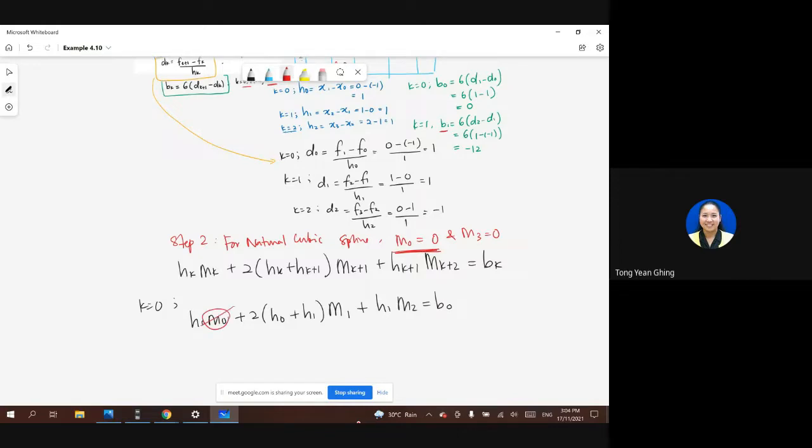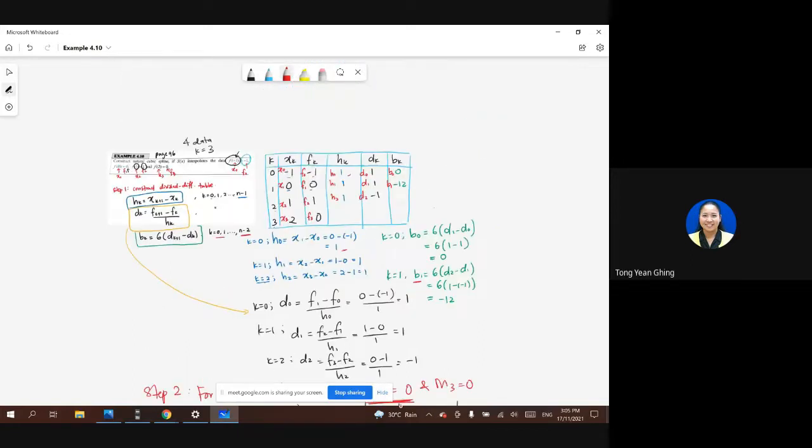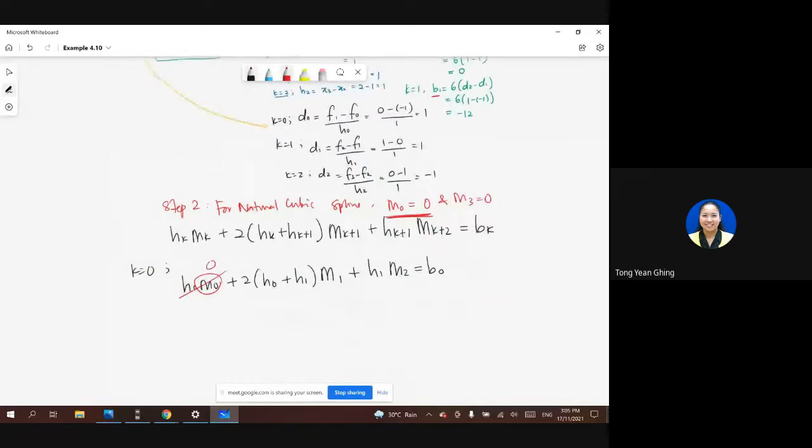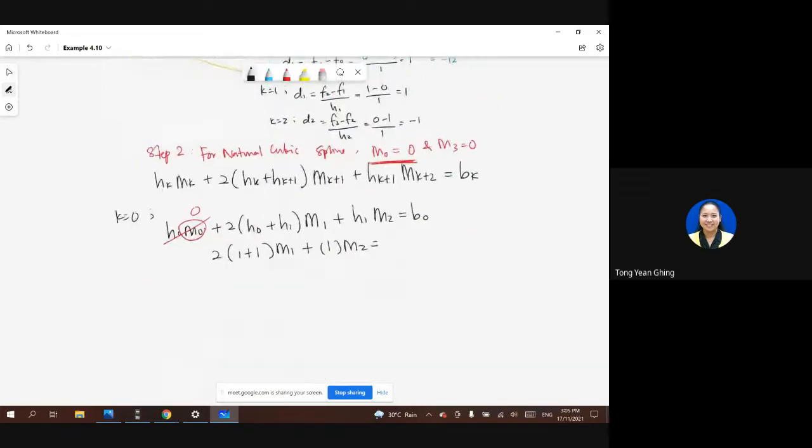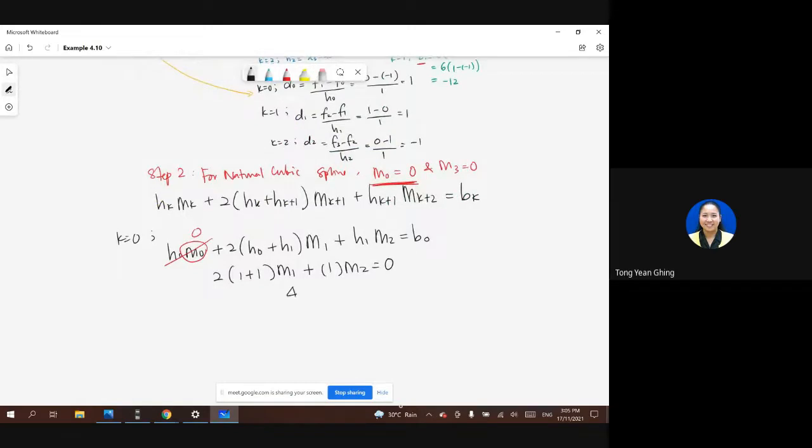So this one is 0, so this term has no value. We continue. H0 is 1, H1 is 1. So substituting, we get 2(1 plus 1) M1 plus H1, which is 1, M2 equal to B0, which is 0, right? So that becomes 4 M1 plus M2 equal to 0. So this is the first equation.